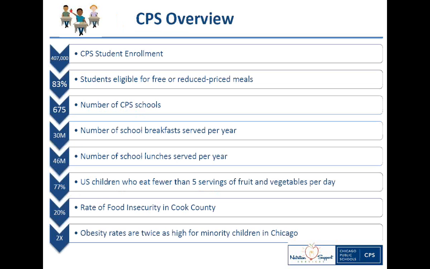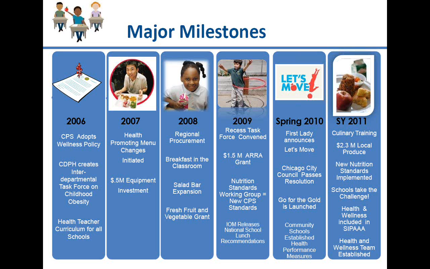So we thought it would be important to give some context about the students and families that we serve in Chicago Public Schools. We have a large district of about 407,000 students, 83% of whom are eligible for free and reduced price meals. We have about 675 schools and serve 76 million meals a year, give or take. We feel like our role in nutrition support services is an important one, considering the food insecurity rates in our county and in our city, and also access to fresh fruits and vegetables, both nationally, but of course in our own communities. And we feel our work is important in addressing that. Next slide, please.